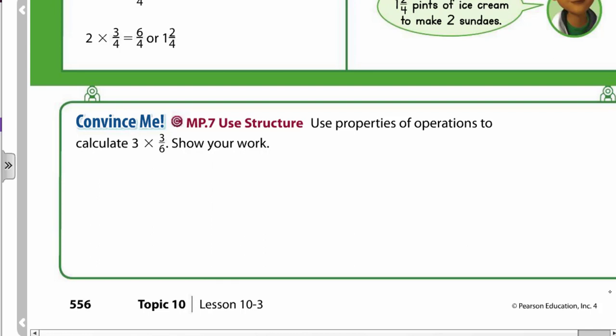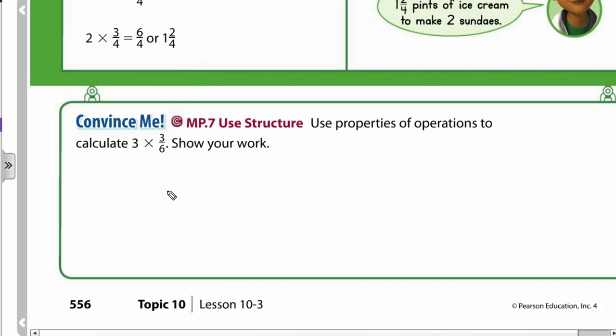Okay, Malik, start with me. We need to use the properties of operations to calculate 3 times 3 sixths. To make sure, we are using the first way here. To solve this question, we need to use the first way in the book. Okay?